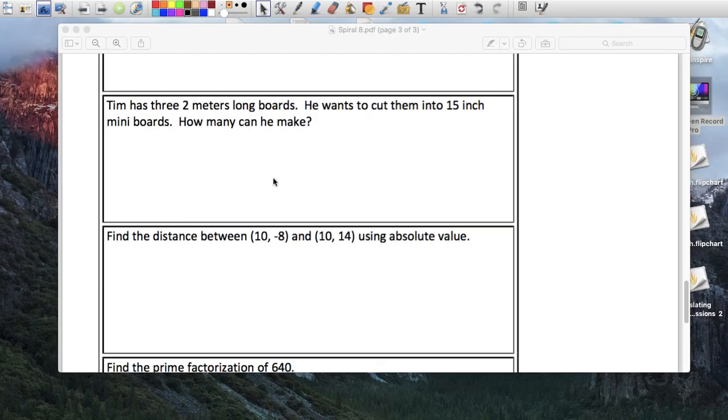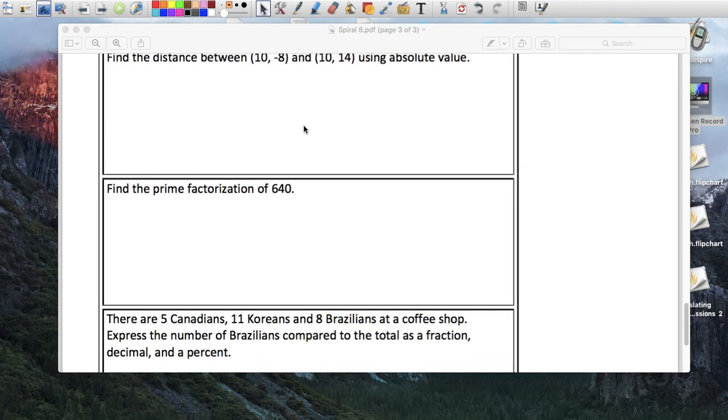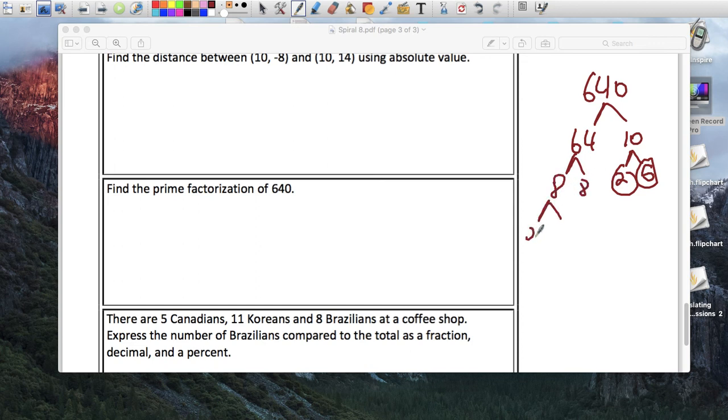Is that it? No. Find the prime factorization of 640. Yuck. Right, I'm going to do it on this side because I probably need room. Prime factorization, 640. I can do 64 times 10. 2 and 5. Circle, circle, because they're both prime. 8 and 8. 2 and 4. 2 and 2. So circle, circle, circle. And 8 is going to be the same. 2 and 4 again. 2 and 2.